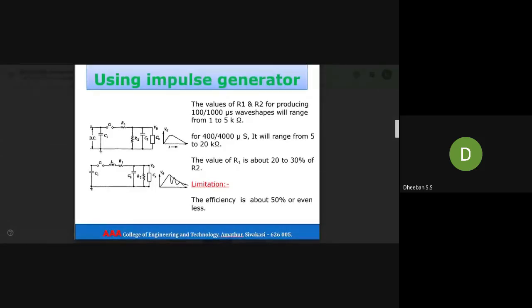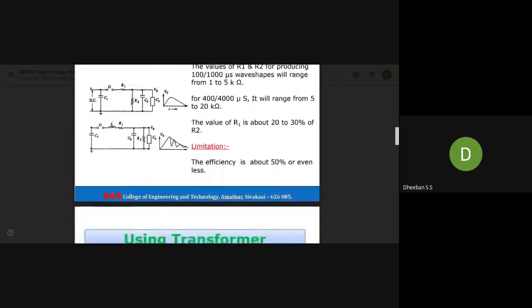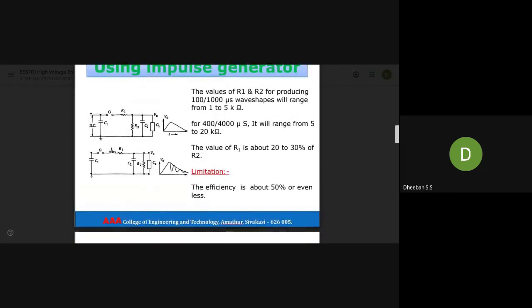The main limitation of this kind of generation is that the efficiency decreases, because upon increasing the resistance there will generally be more heat dissipation in the resistors, which leads to some kind of losses.